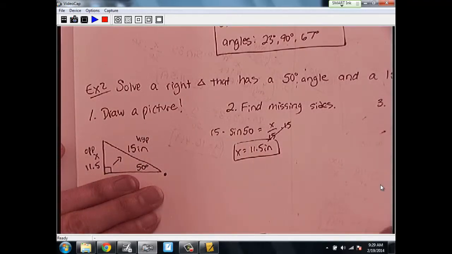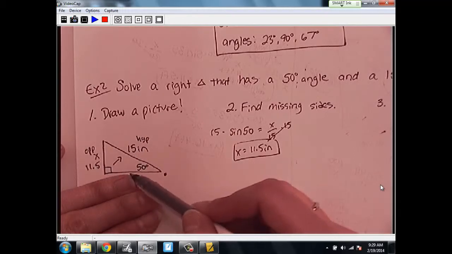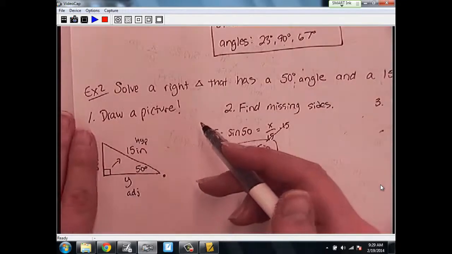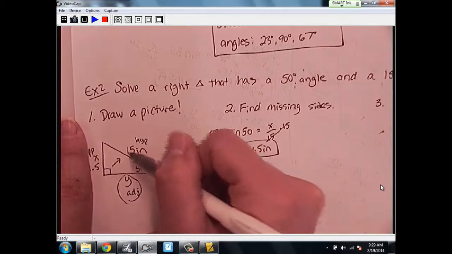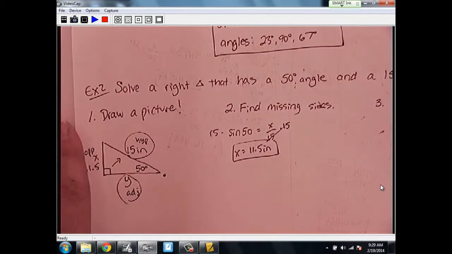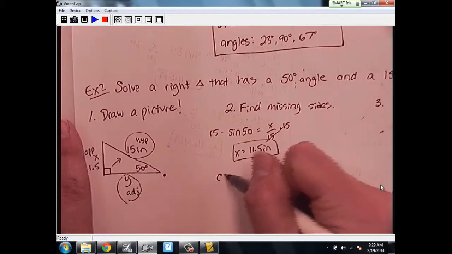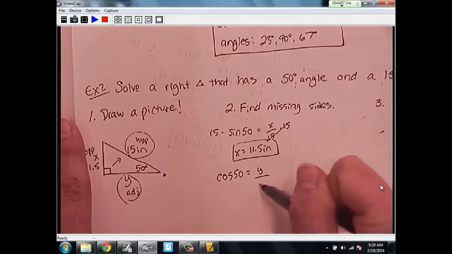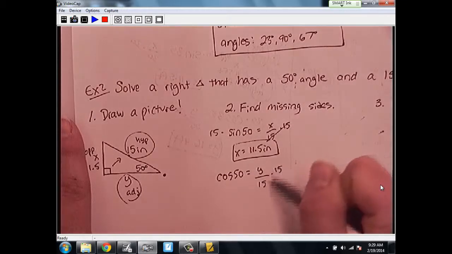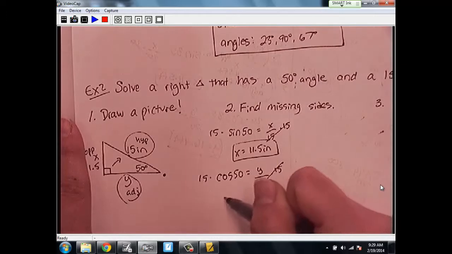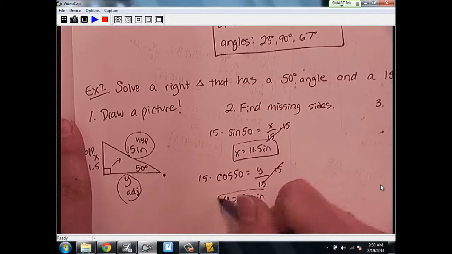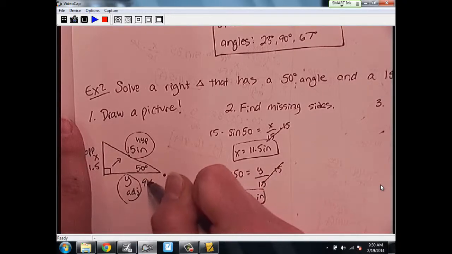Now I have 2 sides. If you wanted to, you could go a squared plus b squared equals c squared and solve for that side. To me, that's a little bit of work. I'd prefer to do this. If I now have y and my hypotenuse, the adjacent and hypotenuse, that's your cosine. Cosine of 50 equals adjacent is y over hypotenuse, which is 15. Y is up high, so we multiply. 15 times cosine 50, y equals 9.6 inches. So this side is 9.6.